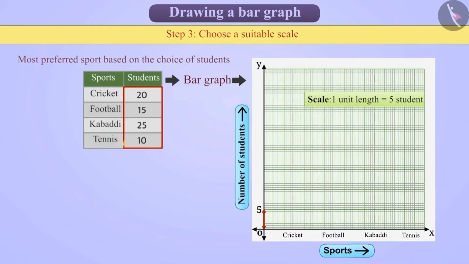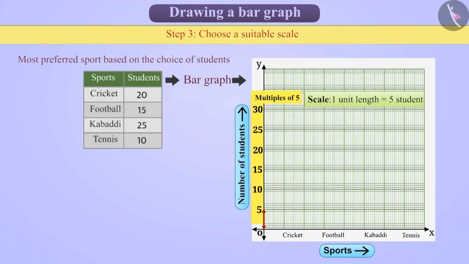Similarly, if the number of students is large, then you can take 1 unit length equal to 10 students. Remember, the scale provides us with the convenience to draw a bar graph. Since we have taken the scale 1 unit length is equal to 5 students, we mark multiples of 5 along the vertical line to represent the scale as 1 unit length is 5 students.